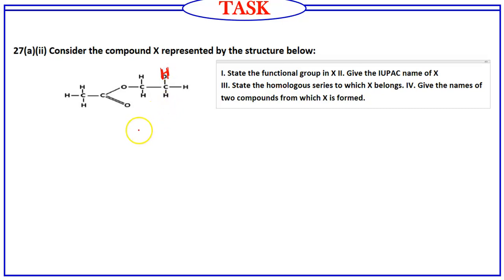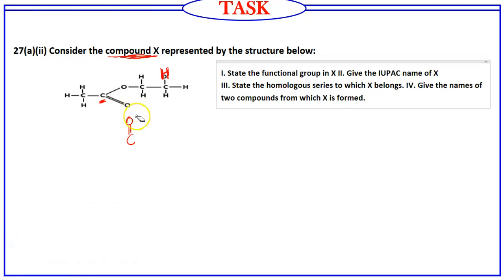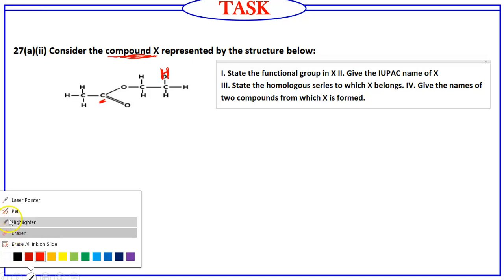All right, you have a structure of an ester. They didn't even tell you it's an ester. They call the compound X. But if you look at it, you will know that it's an ester. The reason is there is a carbonyl group. Carbonyl group is this, in case you know: carbon double bond to O is called a carbonyl group. There is a carbonyl group from the carboxylic acid, and then there is the alcohol group.